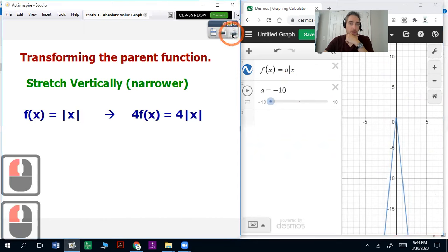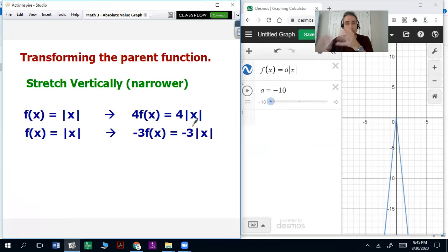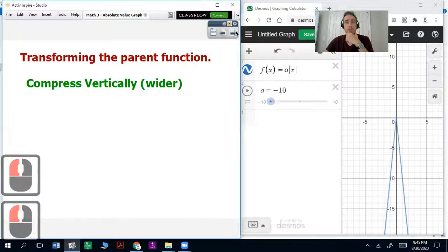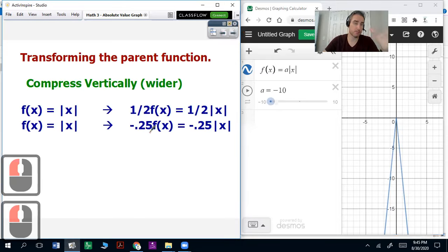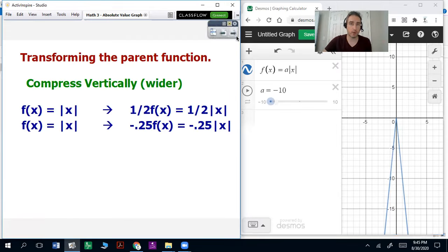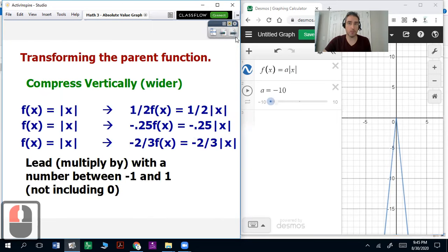So to recap on that, it doesn't matter if it's positive or negative, but that number after the negative, if there is one, has to be larger than 1 to be a stretch. So what's going to make it compress or be wider is you'll have a number that is between -1 and 1. So if it's -0.9 or positive 0.9 or 1/2 or 1/3 or -1/3, any of those numbers that are basically between 0 and 1, whether they're positive or negative, would be a compression.